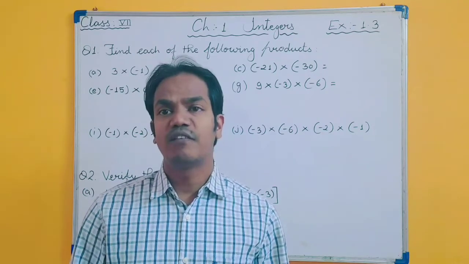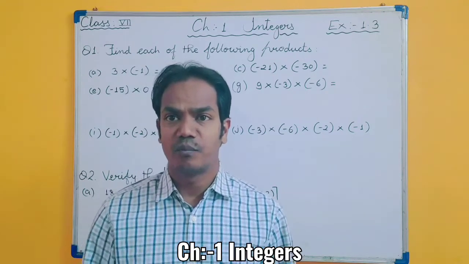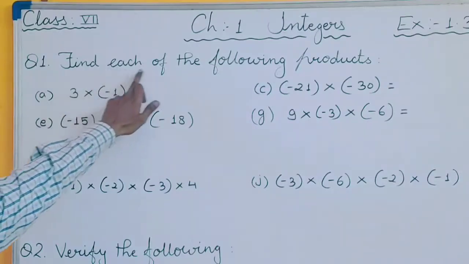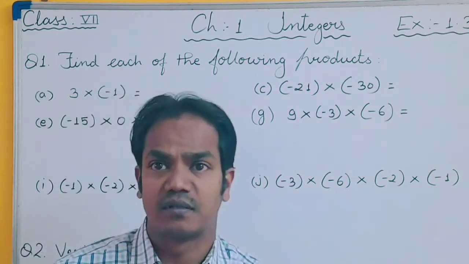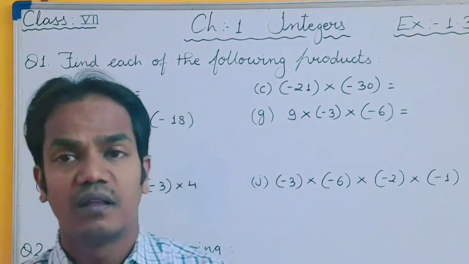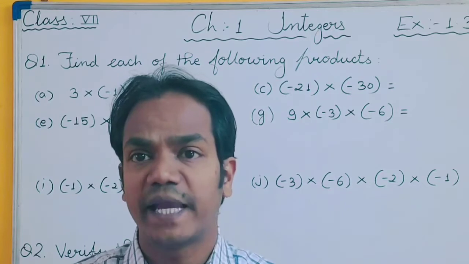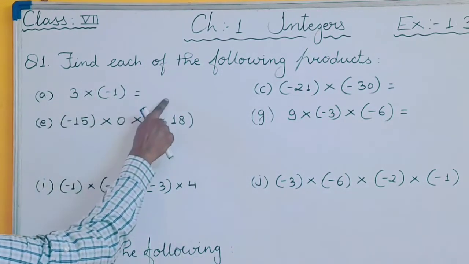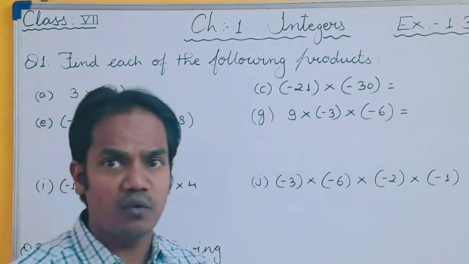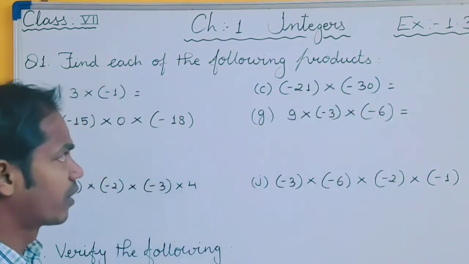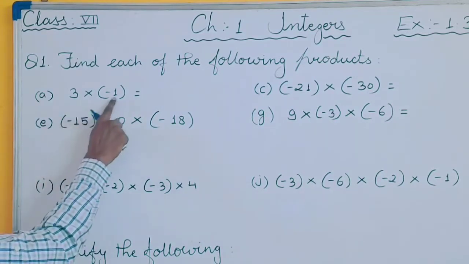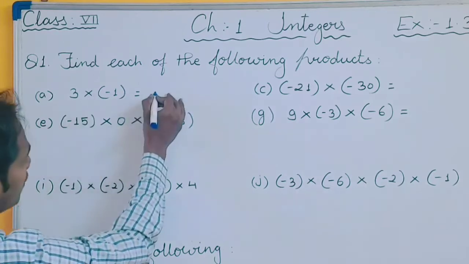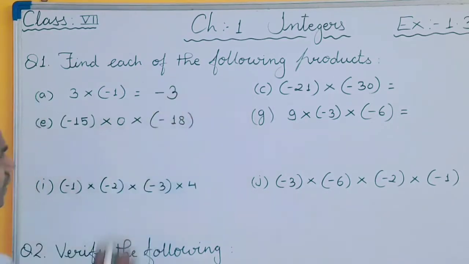Students, today we will start with exercise 1.3. Question number 1. Find each of the following product. What is product? The answer of multiplication is called product. When you multiply two values and after multiplication whatever you get, that is called product. Okay. So 3 multiplied by minus 1. 3 ones are 3 with minus sign. So your answer is minus 3.